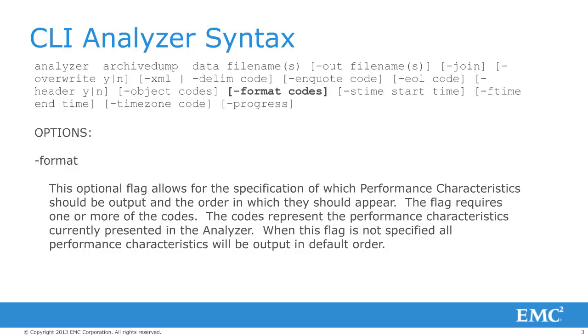Here is a slide just showing the CLI analyzer syntax that I mentioned. One important thing to note is the -format option. This is going to be the option listed in many of the slides to follow, with the format codes that you could use to go ahead and dump the statistics from an R file.